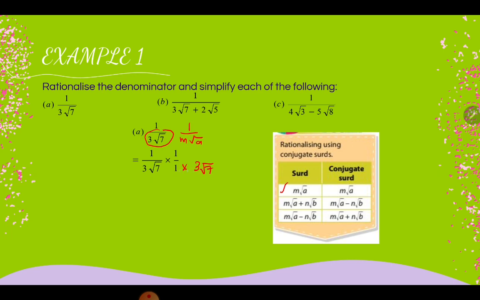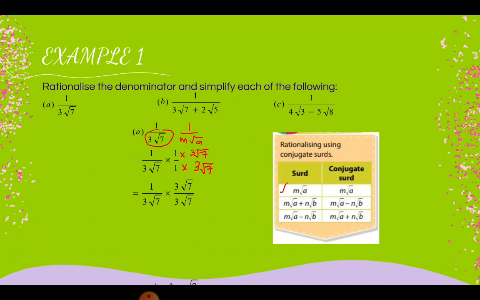Since we multiply the denominator with 3 surd 7, of course, by using the properties of multiplication for fractions, we need to multiply also the numerator with 3 surd 7. Okay, so let's look at the next step. What do we have? So we have this one.